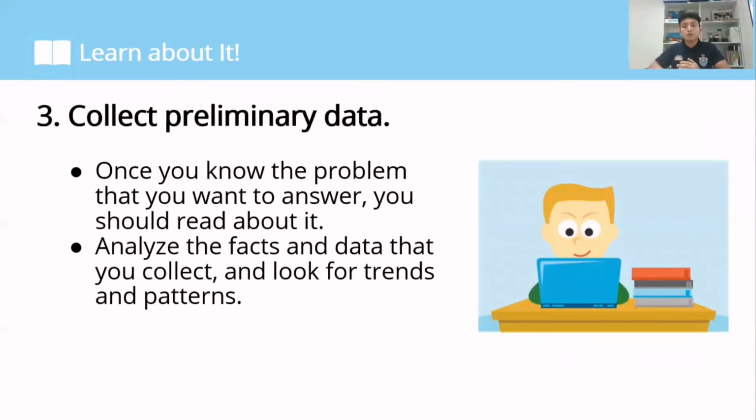And then, of course, number 3, we have collect preliminary data. Once you know the problem that you want to answer, you should read about it. For example, you can surf the internet, you can go to the library, you need to read books. These sources should be reliable. You should know if the information that they are giving in their web is reliable or true. Okay, you need to analyze the facts and data that you collect and look for trends or patterns. Okay, that's for number 3.